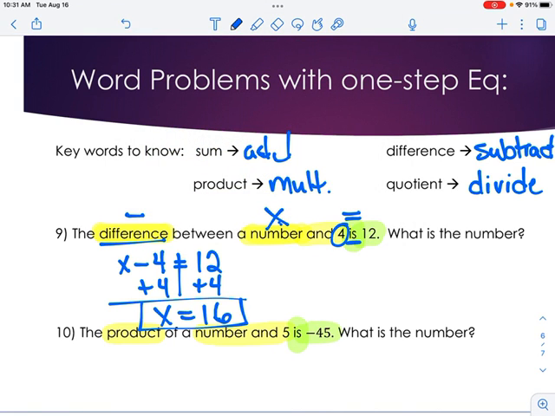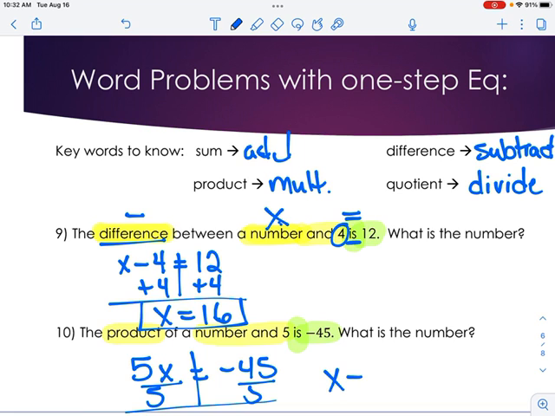Okay, so let's see if we can set this up. Product means multiply, so I'm going to take 5 times X, and that equals negative 45. Now notice I switched the order there. When we multiply a number to a variable, remember, we call that number a coefficient. When we multiply that number to a variable, we like to write that coefficient in front. So now to solve it, we're going to divide by 5, and that would get me an answer of X equals negative 9.